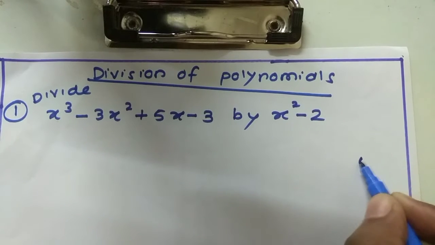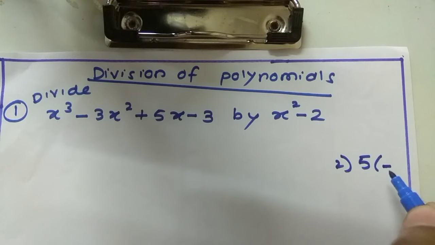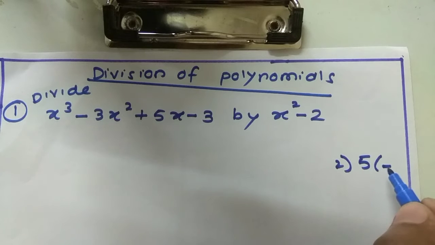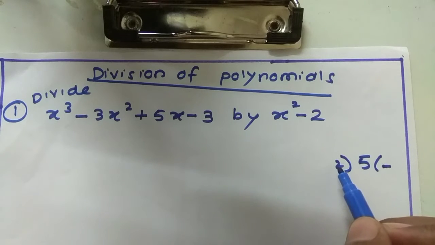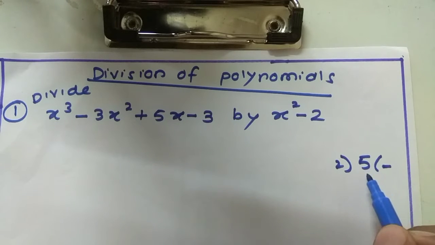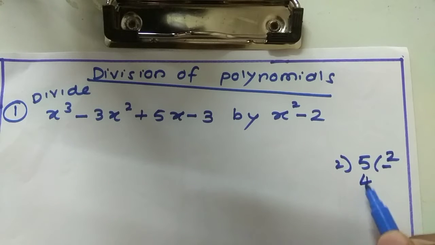Let us take 5 divided by 2. We want to find the term in the quotient. This is the divisor, this is the dividend, and here is the quotient. We will think by which number we multiply 2 so that we get 5 or less than 5. So 2 ones are 2, 2 twos are 4. Here we will get remainder 1.